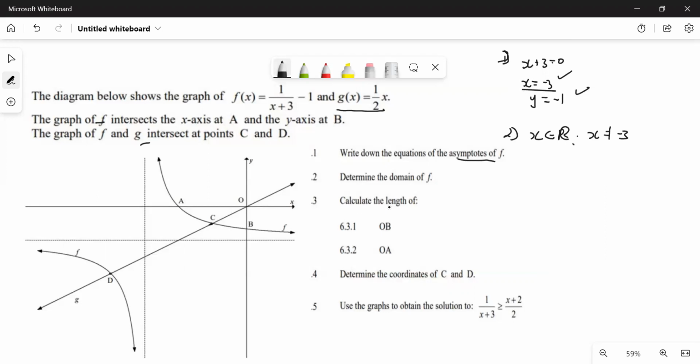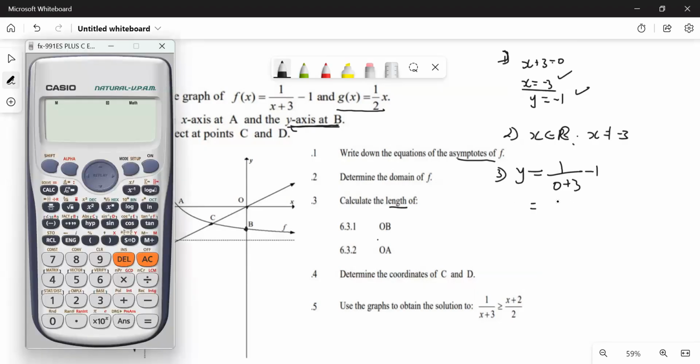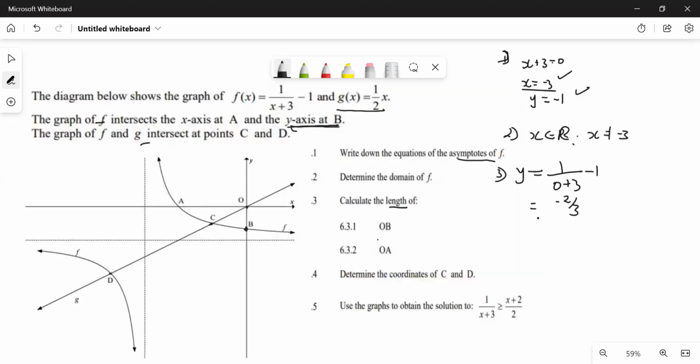And then number 3, they say calculate the length of OB. Now we want to calculate what is going to be the length of O to B. Now we need to know what are the coordinates of B again. And then what did they say B was? B is the y-intercept of f again. Now how do you get the y-intercept? x should be 0. So I'm going to say we have y, which is going to be given as 1 all over 0 plus 3 minus 1. And then if you type this in your calculator, you get minus 2 over 3.